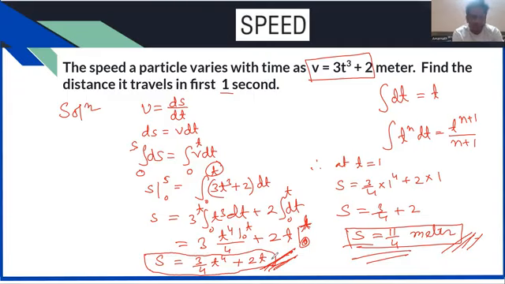Why are we using the upper limit and the lower limit? Because you see, they have asked what is the distance traveled in the first 1 second. Say this is t equal to 0. At t equal to 0, say the particle is here. As time passes, the particle goes on. This is t equal to 1. Here it is t equal to 2.